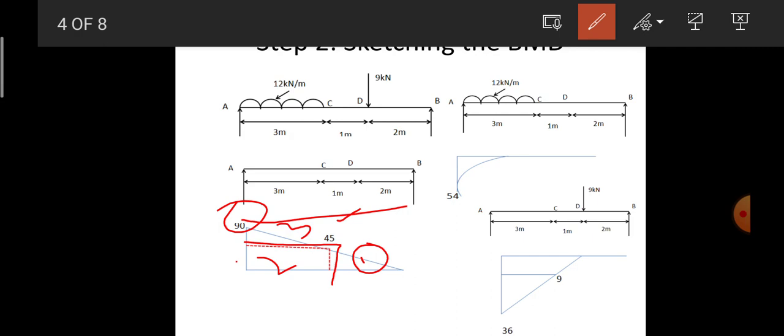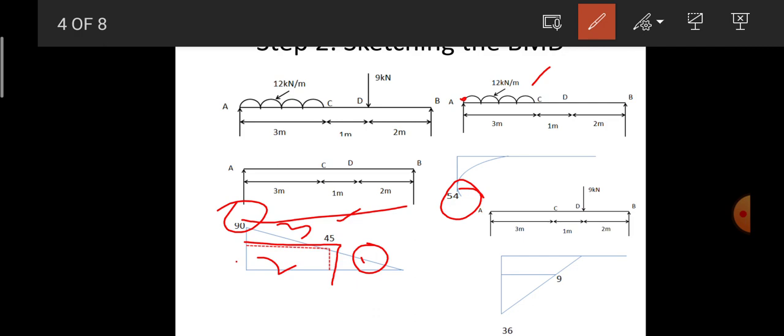Next comes the calculation of the bending moment due to the load of 12 kilonewton per meter UDL. Here we have taken into consideration the UDL of 12 kilonewton per meter, and we are supposed to calculate the moment about A. So it is 12 into 3 into 3 by 2, which comes to 54, acting in the clockwise direction, hence it is considered negative and drawn below the baseline. And since it is a uniformly distributed load, the variation is parabolic, hence it is drawn as a parabolic curve.